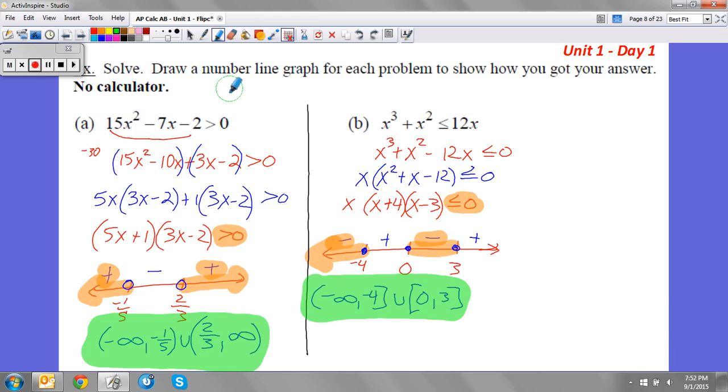Solve, draw a number line graph for each problem to show how you got your answer. So you see how I factored. This is just factoring by grouping. So if you don't remember that, that is multiplying the a and the c term together to get negative 30. And then you have to ask yourself, well, what two factors can I write that will multiply to negative 30 and at the same time will add to negative 7x? So negative 10 and positive 3 multiply to negative 30. They also add to negative 7. So that's why I'm basically replacing this negative 7x with two monomials.